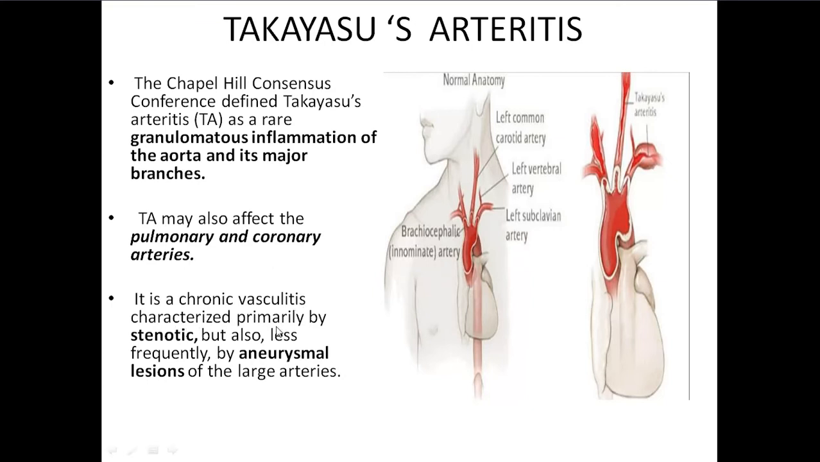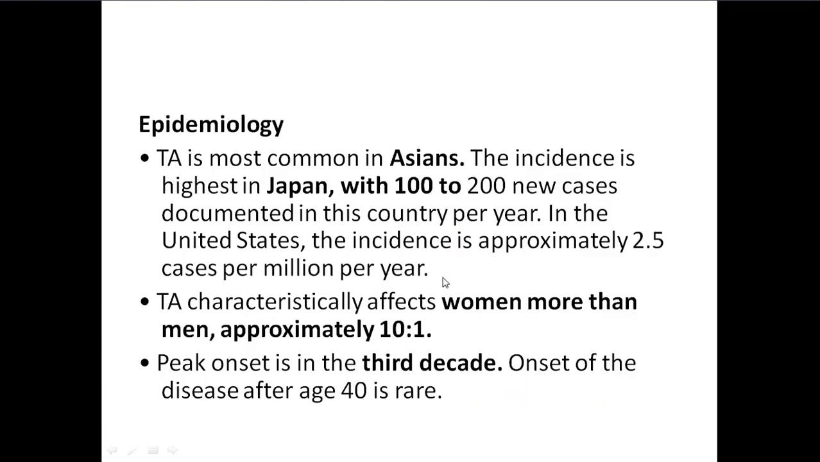It is a chronic vasculitis characterized primarily by stenotic but also less frequently by aneurysmal lesions of the large arteries. So it mostly involves the large arteries causing stenosis, but aneurysmal lesions can also be seen. And in some patients, there may be involvement of pulmonary and coronary arteries also. It is most common in Asians, and it affects women more than men, approximately a 10:1 ratio. The peak onset is in the 3rd decade, and the patients mostly die after the age of 40.